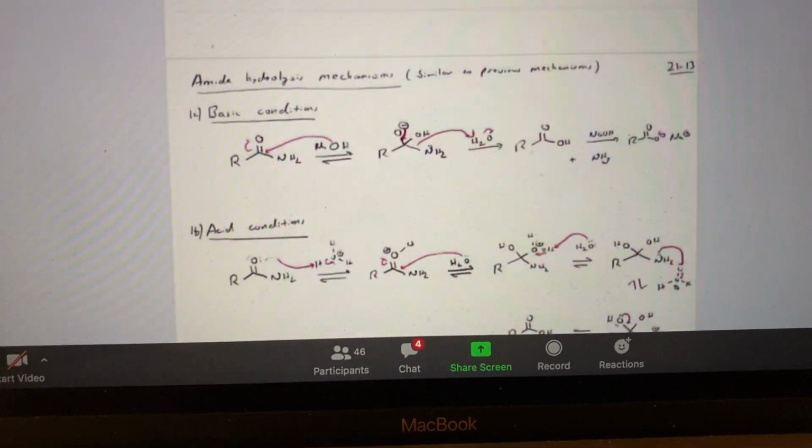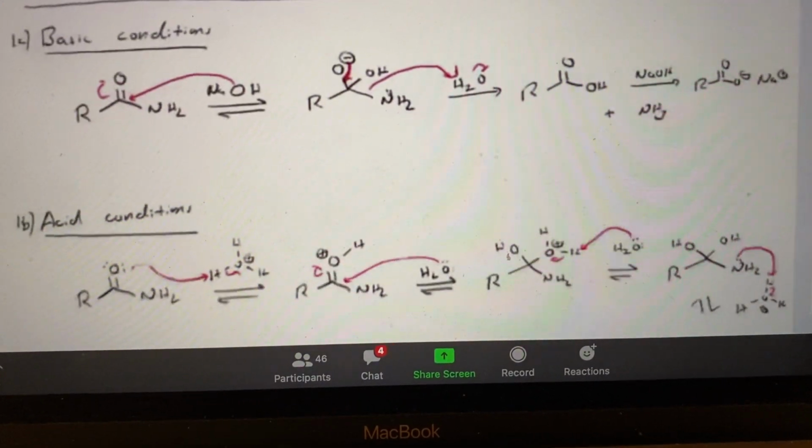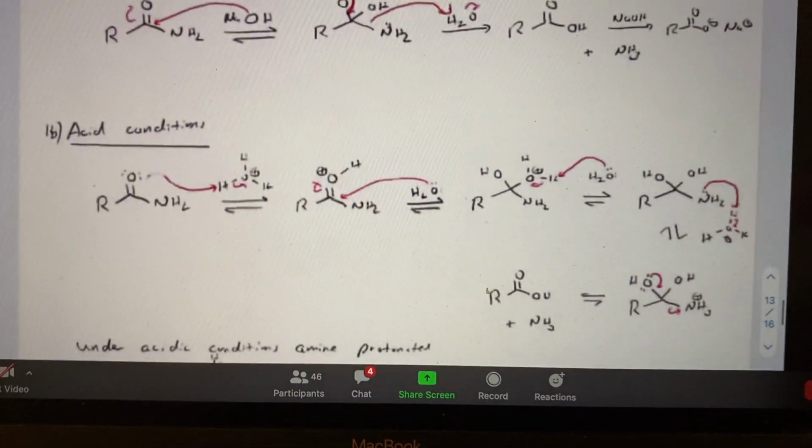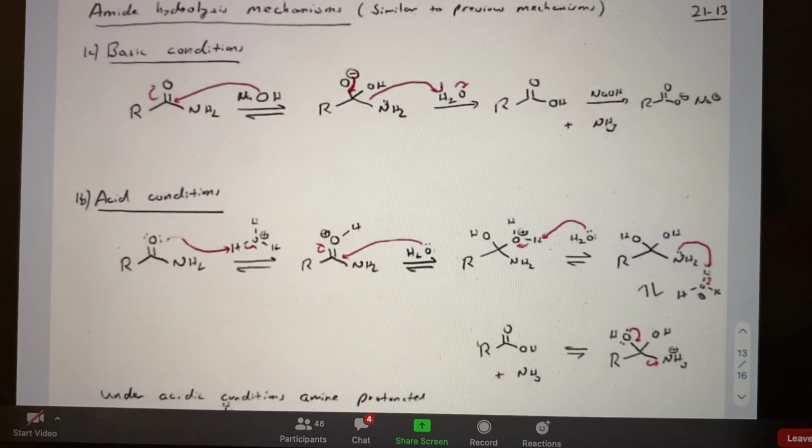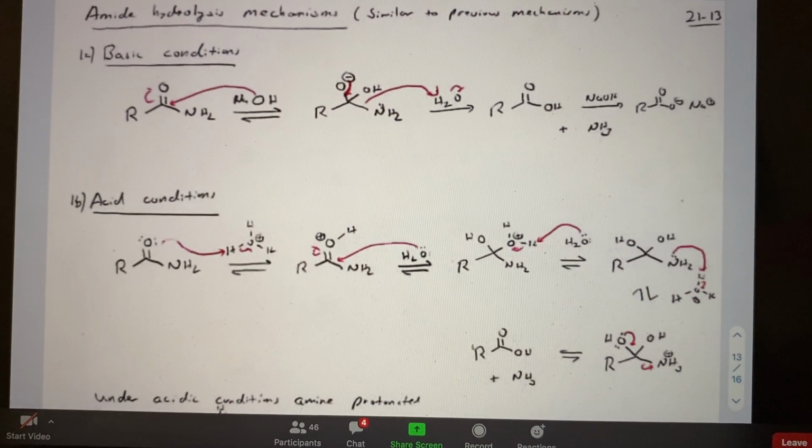Now, I think we should have the top there, so I'm going to make this a little bit bigger. Just show these two mechanisms. How about under acidic conditions? See if this is similar to what we've seen.